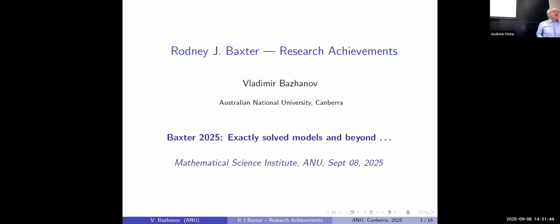Rodney Baxter's name is firmly associated with the most elegant mathematical discovery for at least two generations of theoretical physicists and mathematicians. I first met Rodney, as Mari said, in 1989, more than 35 years ago, during the special year in mathematical physics, which was organized here at the ANU. And that was the start of our collaboration on solvable lattice models, which has been continuing for many years.